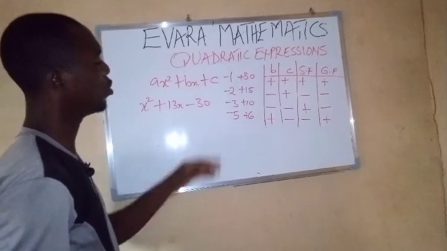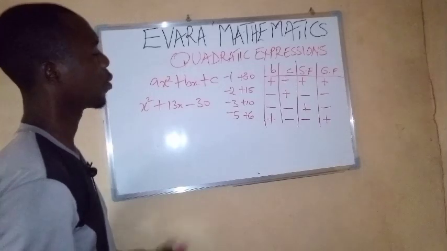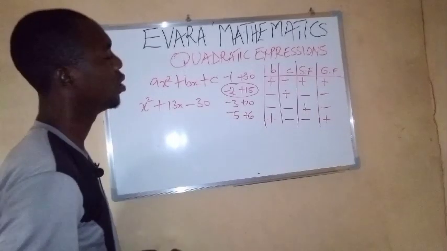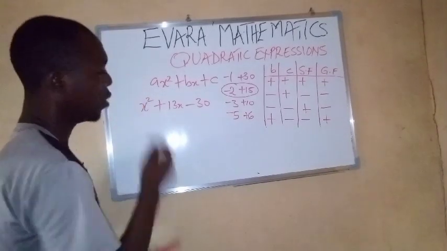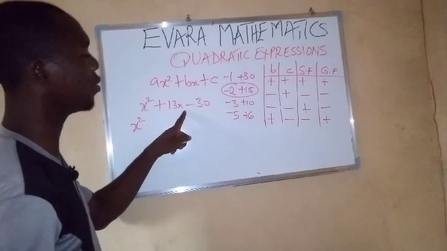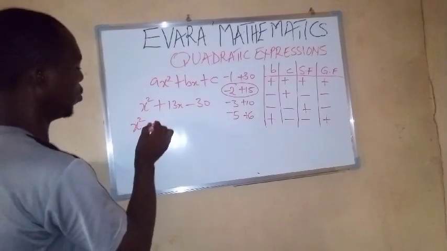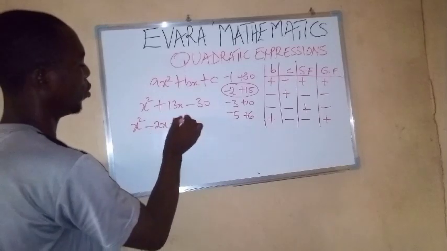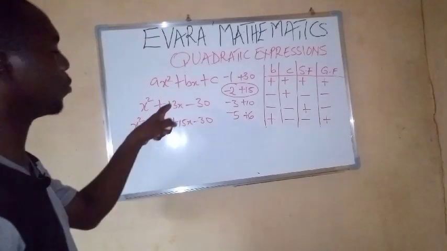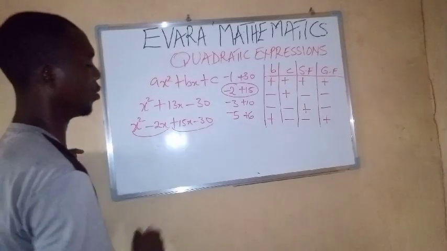So now, which of these pairs are we going to take that will give us plus 13? From this, you can see that it is only minus 2 and plus 15 that will give us plus 13. So we are going to now replace this plus 13 with the two factors. We will remove this and we'll now be left with minus 2x plus 15x minus 30. So now we have broken them from 3 into 4 terms. We will now pair them in 2's and factorize.